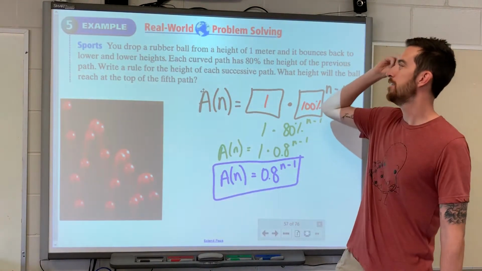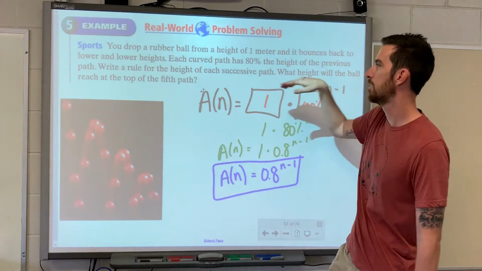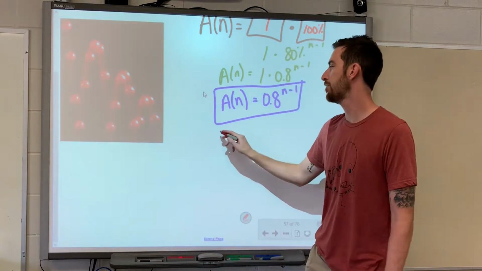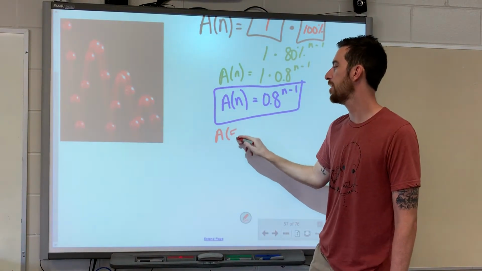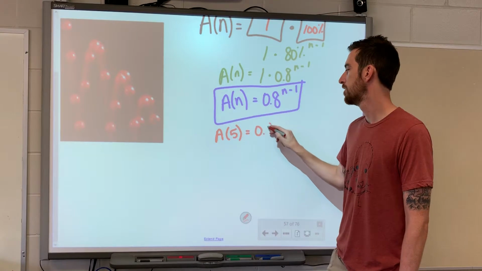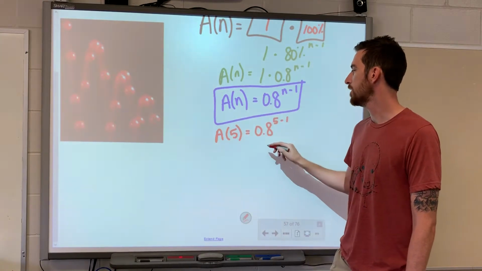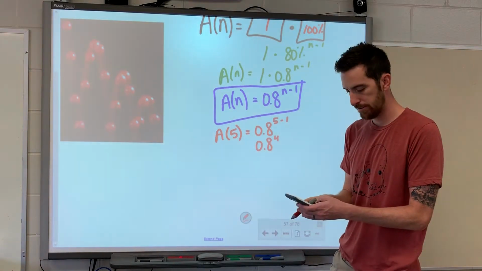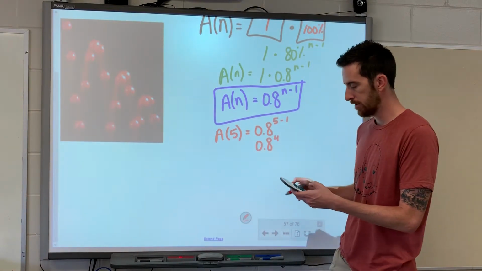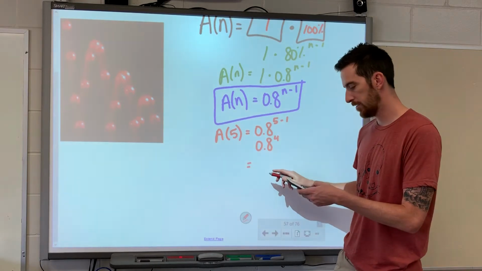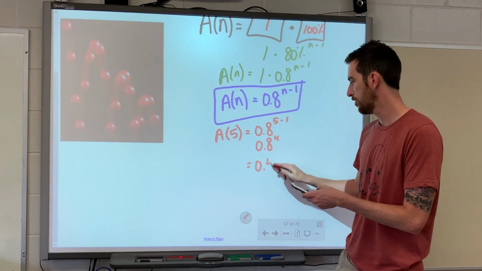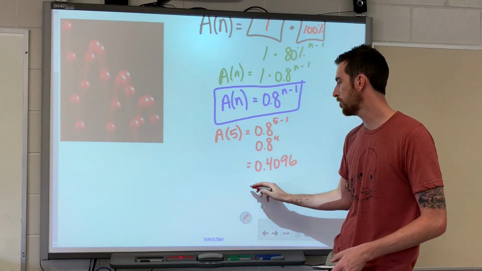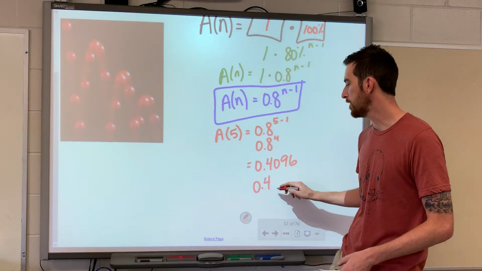Then it says figure it out for the fifth. So we have to substitute in 5 for n because we're looking for 5 bounces. 5 minus 1 is 4. 0.8 to the 4th power, we would say that is 0.4096. So let's just call it 0.4, and it was meters.